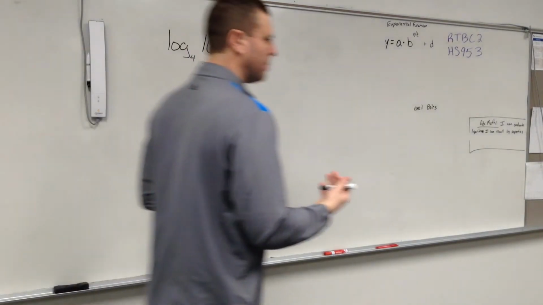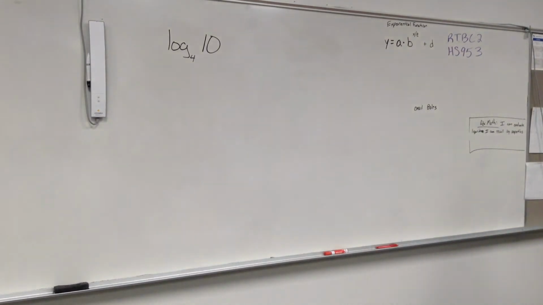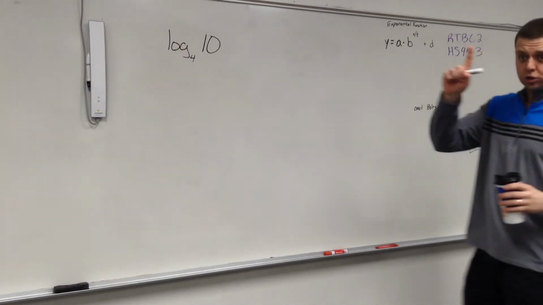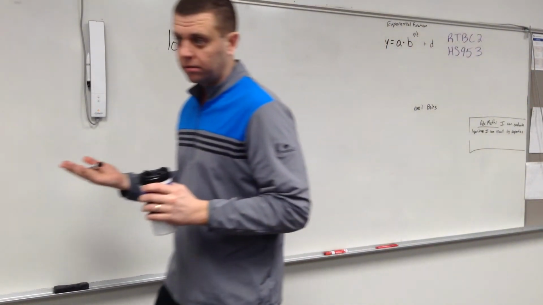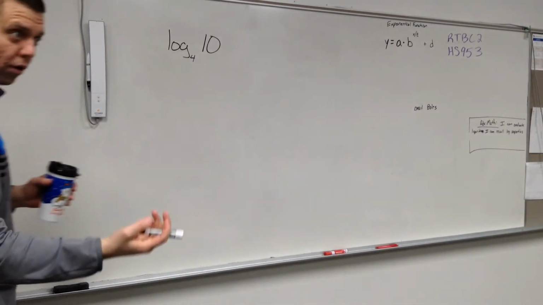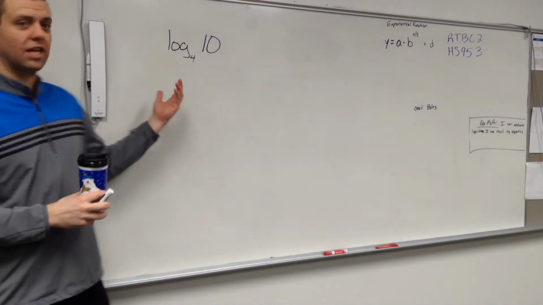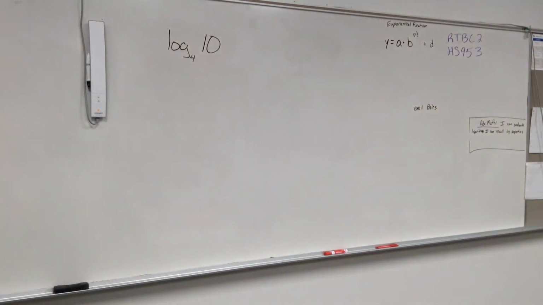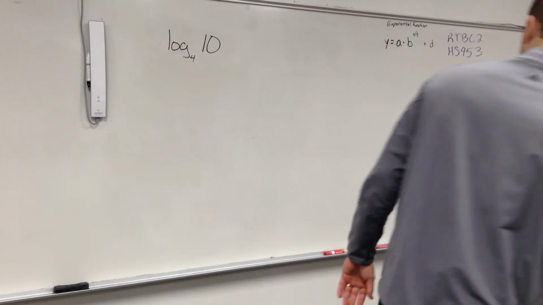Well, the answer's got to be between 1 and what? 1 and 2. Why is the answer between 1 and 2? Yeah. 4 to the first power is 4. 4 to the second power is 16. 4 is too small, 16 is too big, so it's got to be somewhere between 1 and 2, right? The answer to this has to be between 1 and 2? Okay.